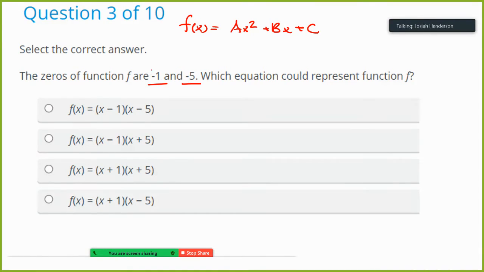So if the zeros are -1 and -5, then which one of these below would be our factors? Anyone want to take a guess or a stab at this one, please? Wouldn't it be the x plus 1 and the x plus 5? Beautiful. Yes, thank you, Aaron.